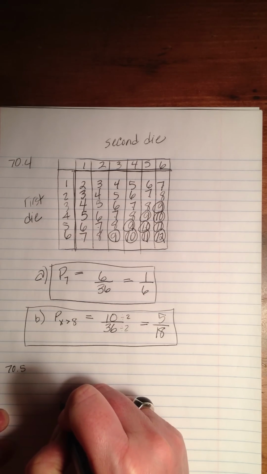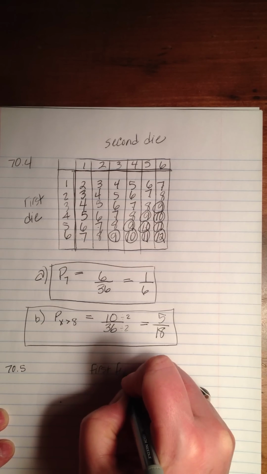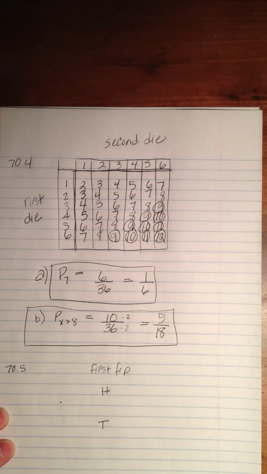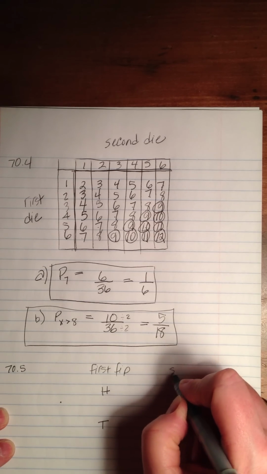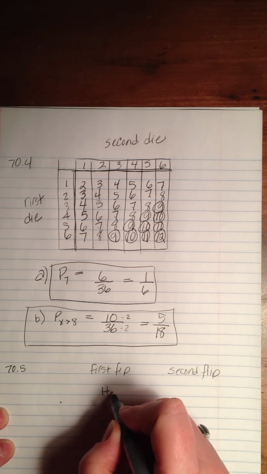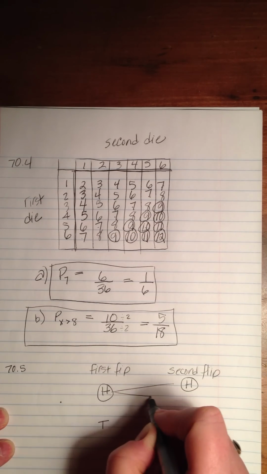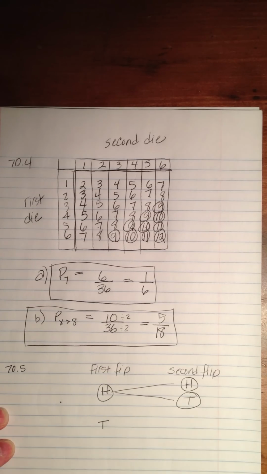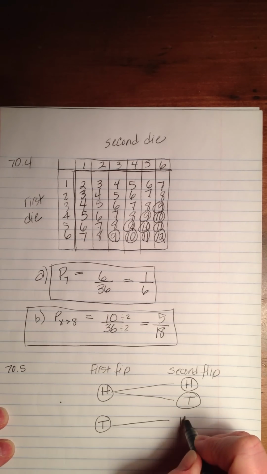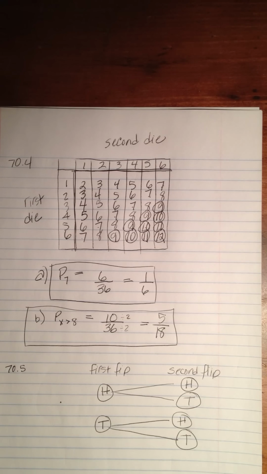So the first time you flip the coin, you can get either heads or tails, right? The second time you flip the coin, if you got heads the first time, you might get heads the second time. If you threw it heads the first time, you might get tails the second time, right? If you got tails the first time, you could get heads the second time, or you could get tails the second time. All of those things are equally likely to happen.